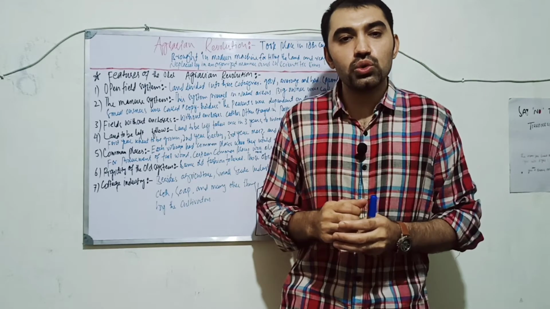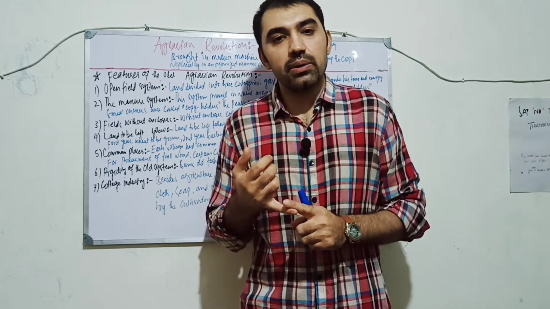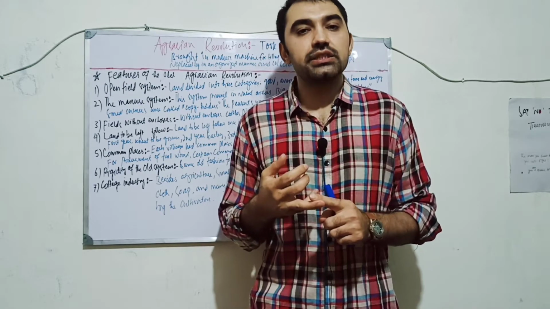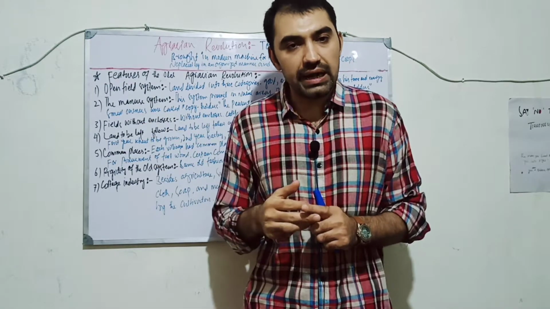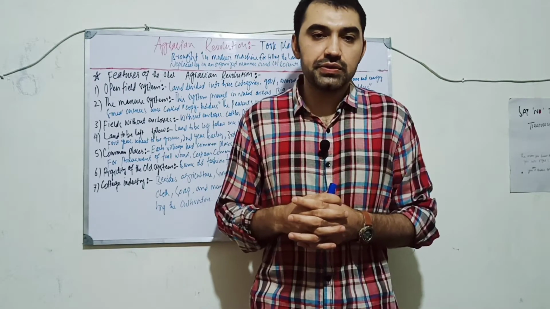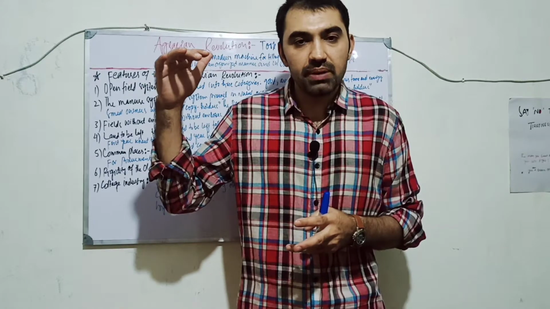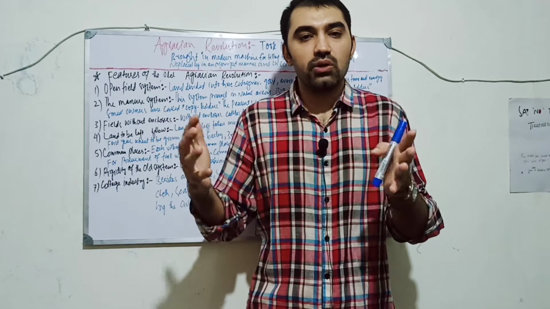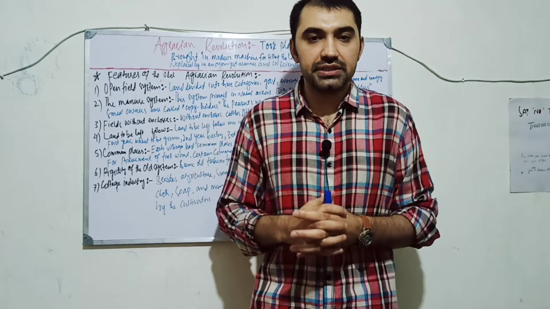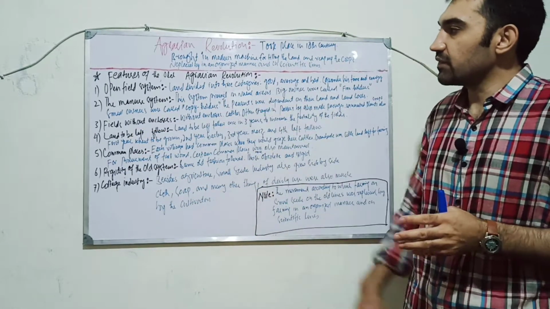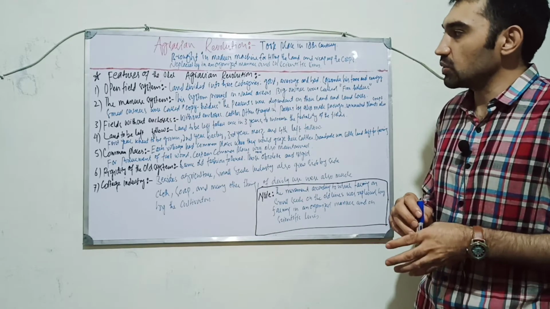So what they would do: in the first year they would grow wheat, in the second year they would grow barley, in the third year they would grow maize, and by the fourth year they would leave those lands fallow, meaning uncultivated. So land left fallow was another feature of the old agrarian revolution.